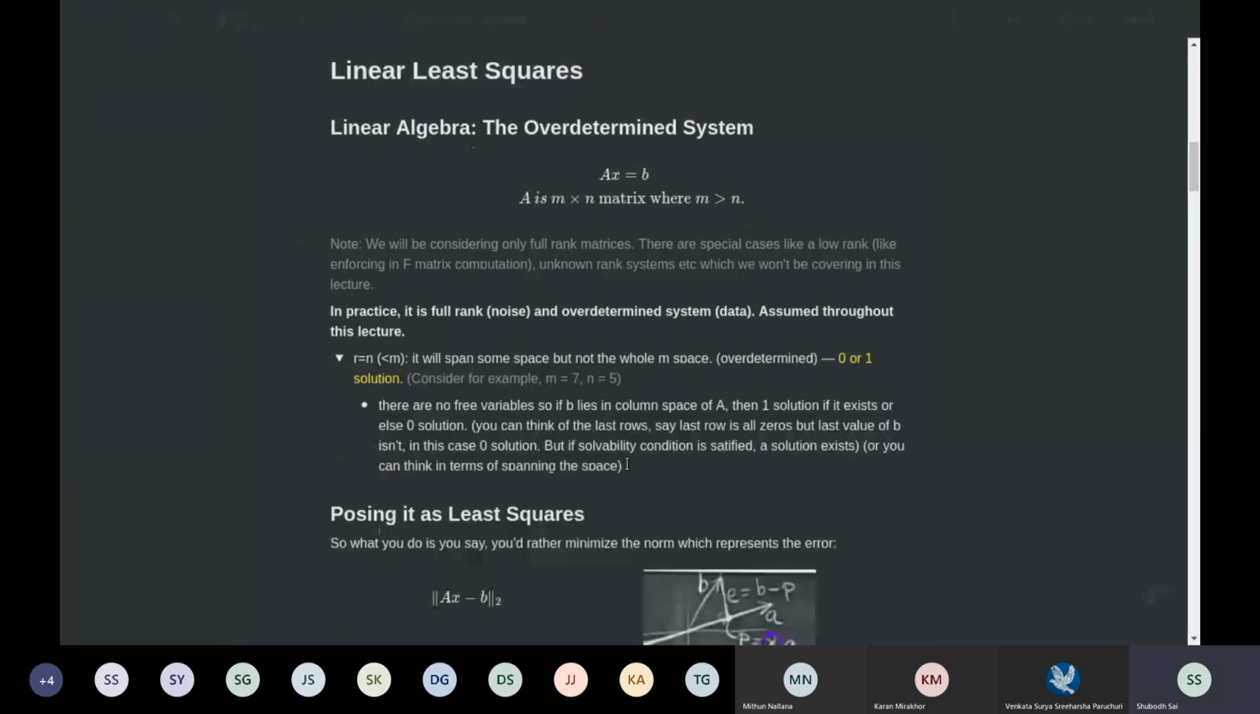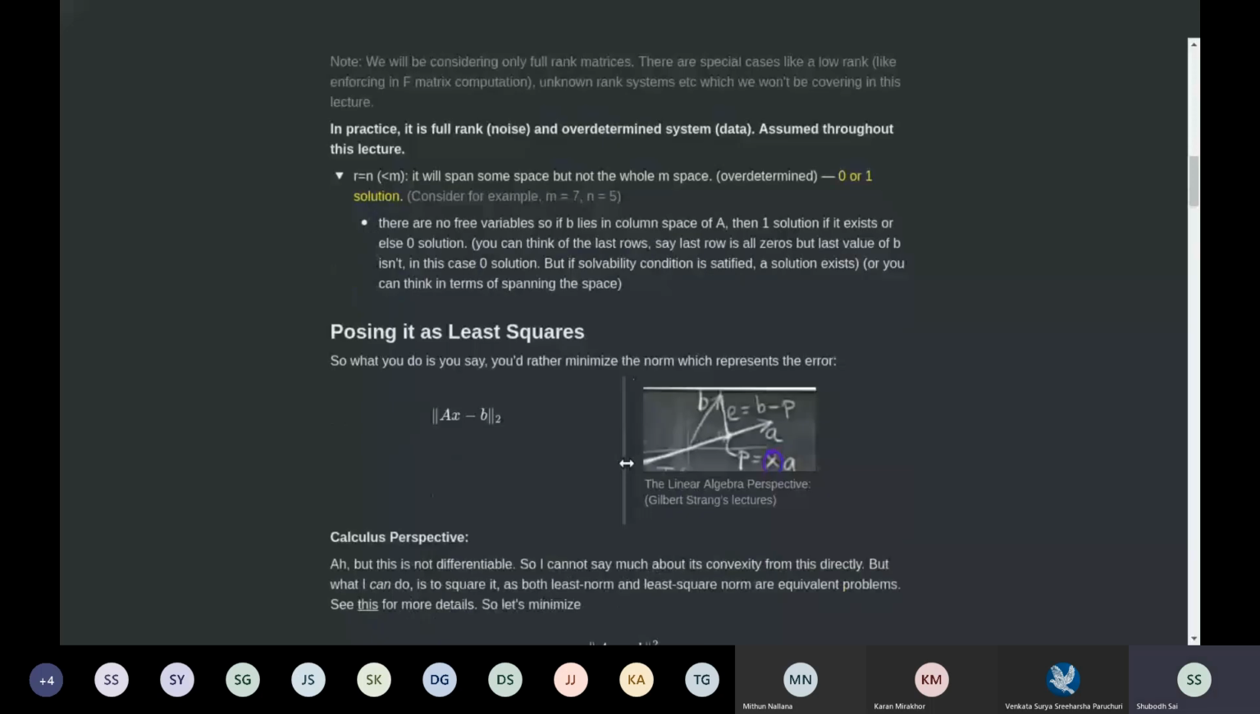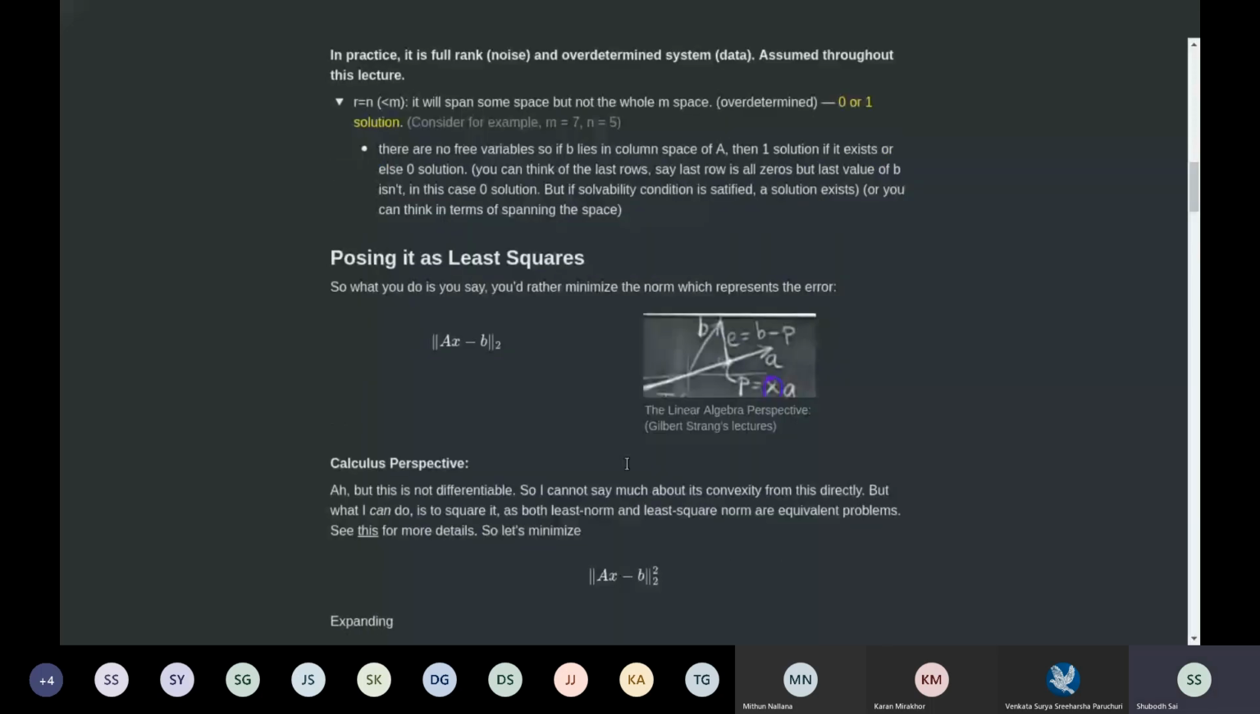So we said it's a full rank matrix, so rank is equal to n, and it's an overdetermined system. Number of rows is greater than number of columns, so m is greater than n. For this particular case, from linear algebra, you either have zero solutions or one solution. It's one solution when b lies in the column space of A, but that is unlikely to happen. So instead of trying to solve Ax is equal to b, I'll just try to get Ax as close to b as possible. One linear algebra perspective of looking at it would be to project b onto your column space.